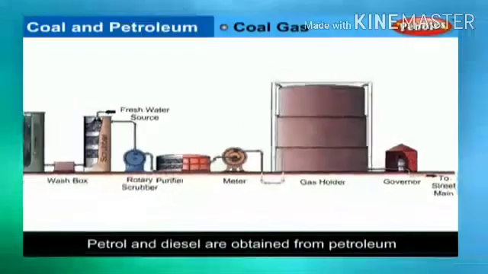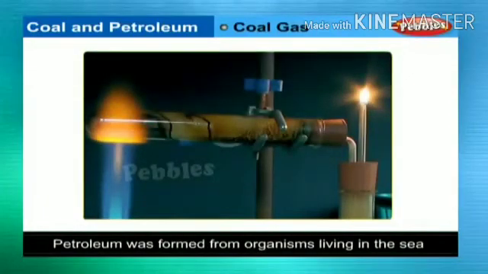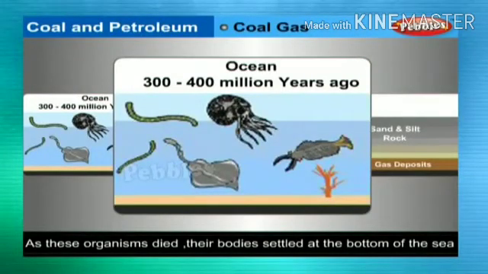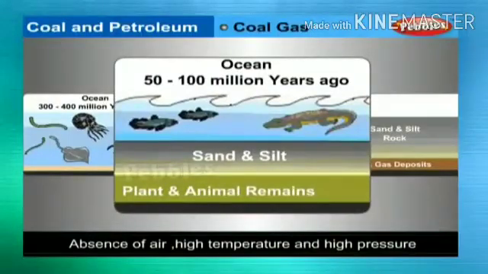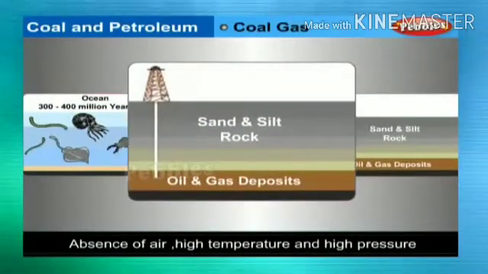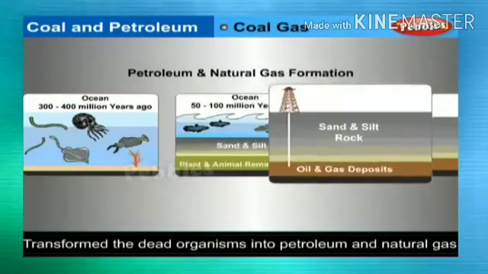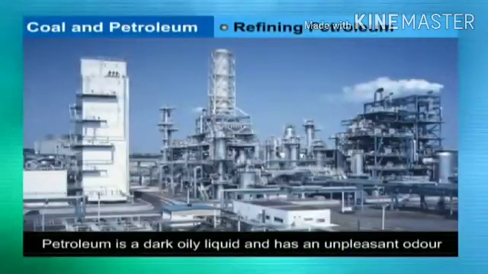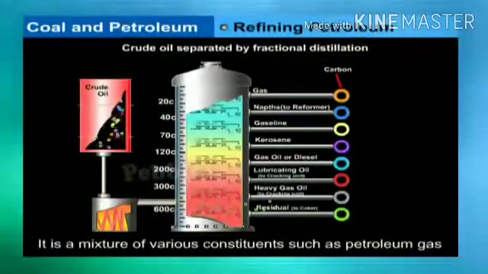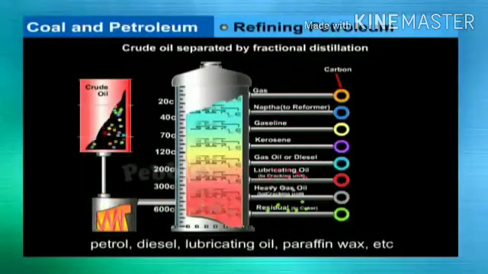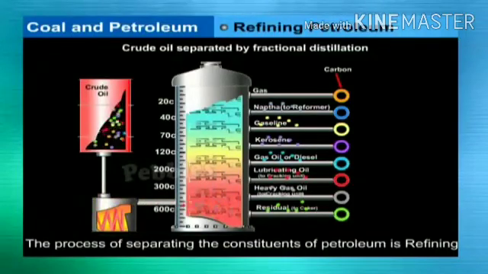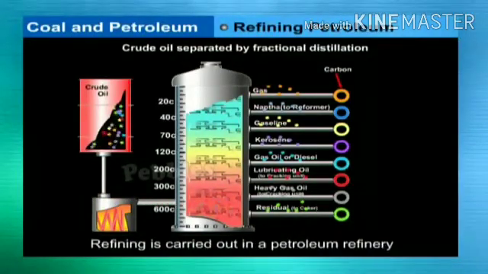Petroleum. Petrol and diesel are obtained from a natural resource called petroleum. Petroleum was formed from organisms living in the sea. As these organisms died, their bodies settled at the bottom of the sea and were covered by clay. Over millions of years, absence of air, high temperature, and high pressure transformed the dead organisms into petroleum and natural gas. Refining of petroleum. Petroleum is a dark, oily liquid. It has an unpleasant odor. It is a mixture of various constituents such as petroleum gas, petrol, diesel, lubricating oil, paraffin wax, etc. The process of separating the various constituents or fractions of petroleum is known as refining. It is carried out in a petroleum refinery.